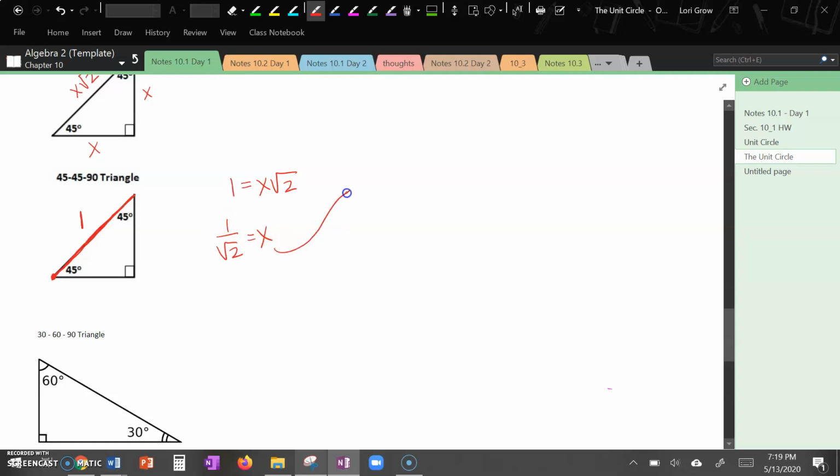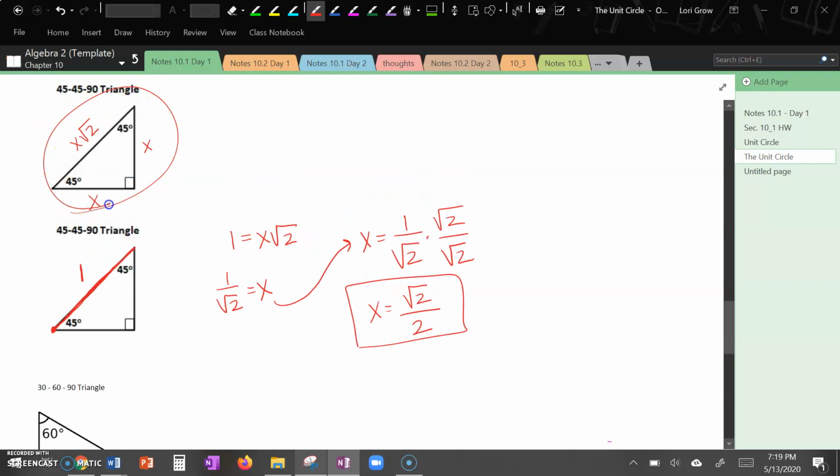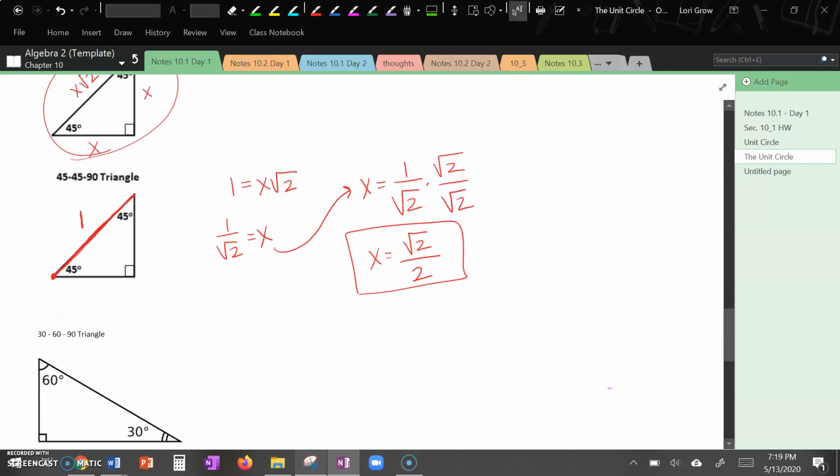We never leave the square root of 2 in the denominator in Algebra 2 class. We always rationalize it. So to rationalize 1 over the square root of 2, I multiply by root 2 over root 2. What you end up with is the square root of 2 over 2. So what you'll be using in Algebra 2 class, instead of this 45, 45, 90 triangle poster, you'll be using this right here. A unit circle has sides that are root 2 over 2, root 2 over 2, and 1.